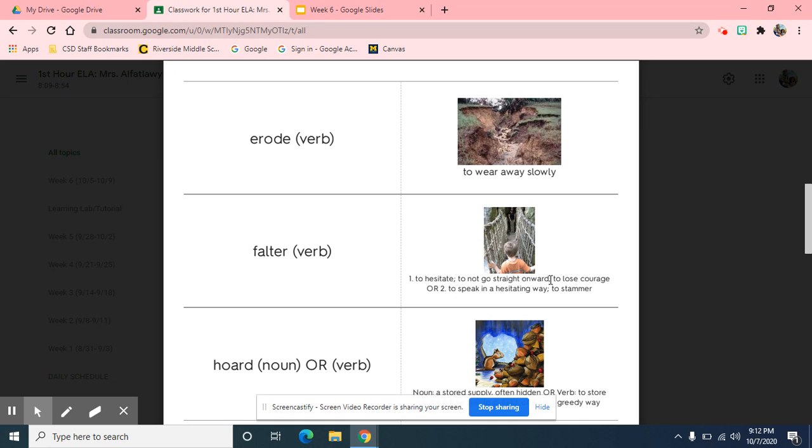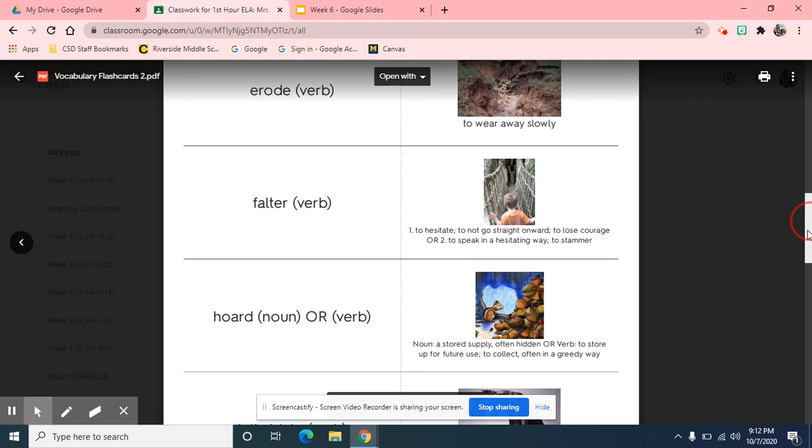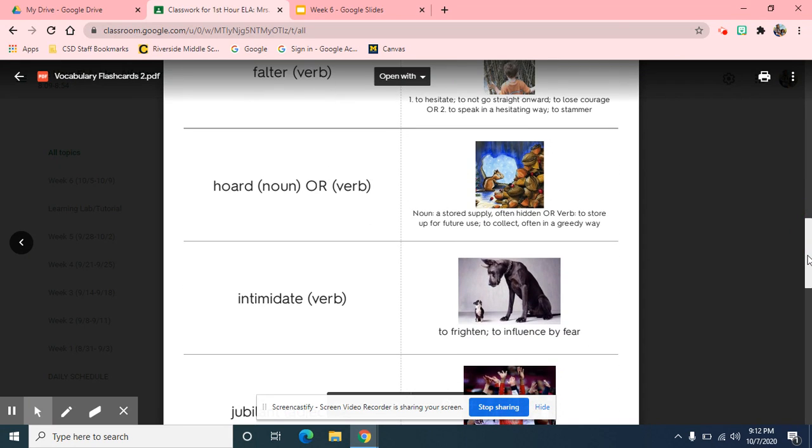Now the second meaning is to speak in a hesitating way or to stammer. For example, if you don't know the answer, you may falter when you try to give it. Kind of say, you're not sure of the answer, so you start stammering. That's what falter means. Okay, the next one is hoard.